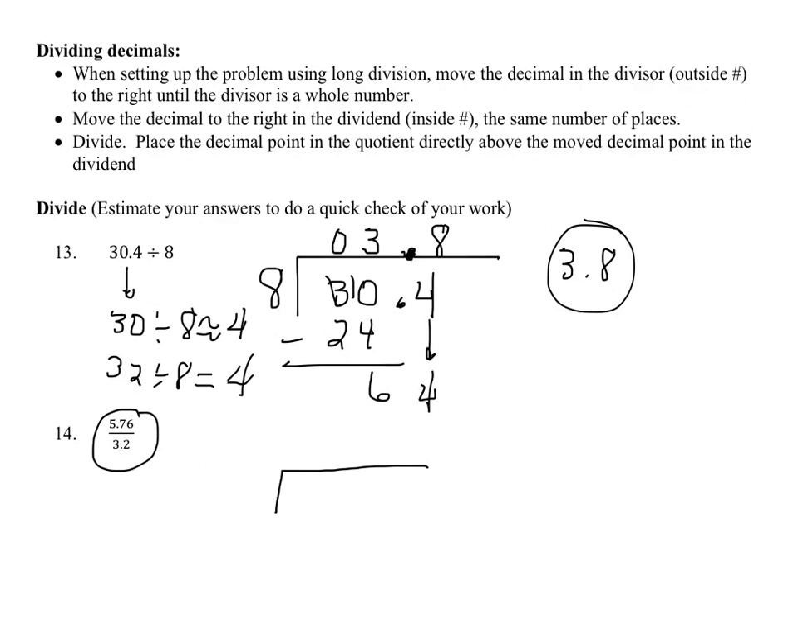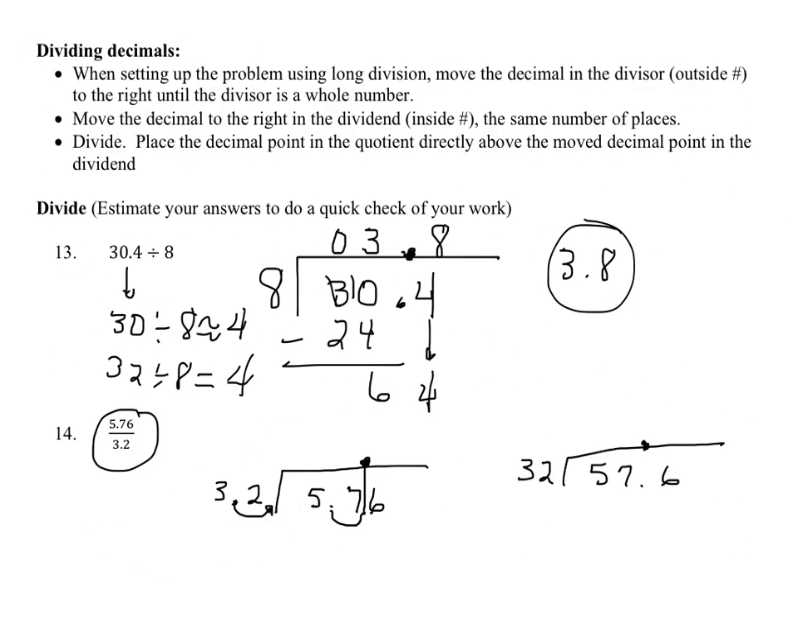The next one is written weird, but I think about this as a tower. If I push the tower over, this one topples over and goes right underneath as my dividend. This one is going to be my divisor. I'm going to move the decimal point here because I can only divide by a whole number. So I'm going to move them over, 1 to the right to make this whole, 1 to the right to make this whole, and bring it on up. So my new problem becomes 32 into 57.6.